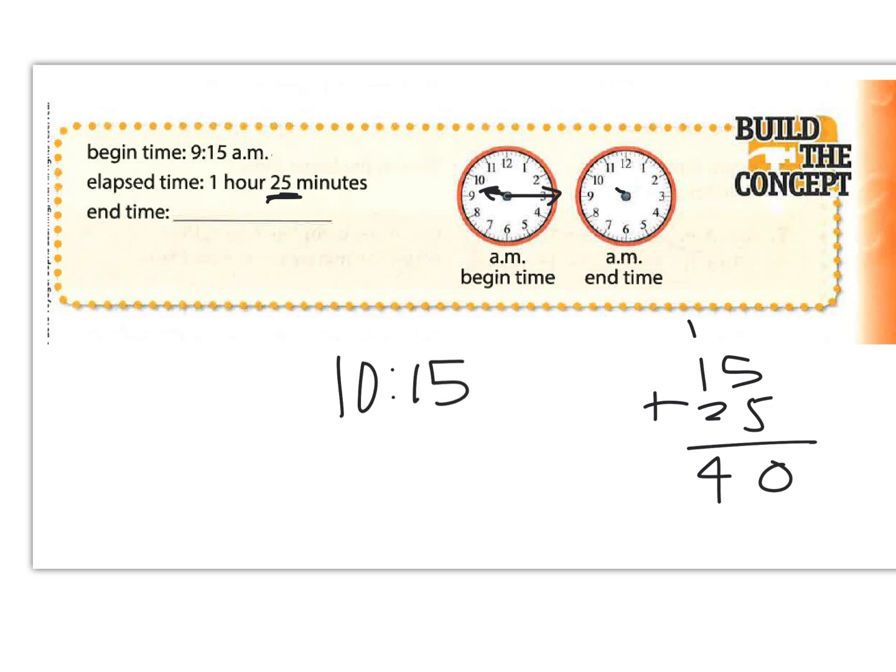So we're still in the 10 o'clock hour. 10:15 would be at that 3. That's 1 hour. And then we got to go another 25. So 5, 10, 15, 20, 25. So it's going to be 10:40. So the end time is 10:40.